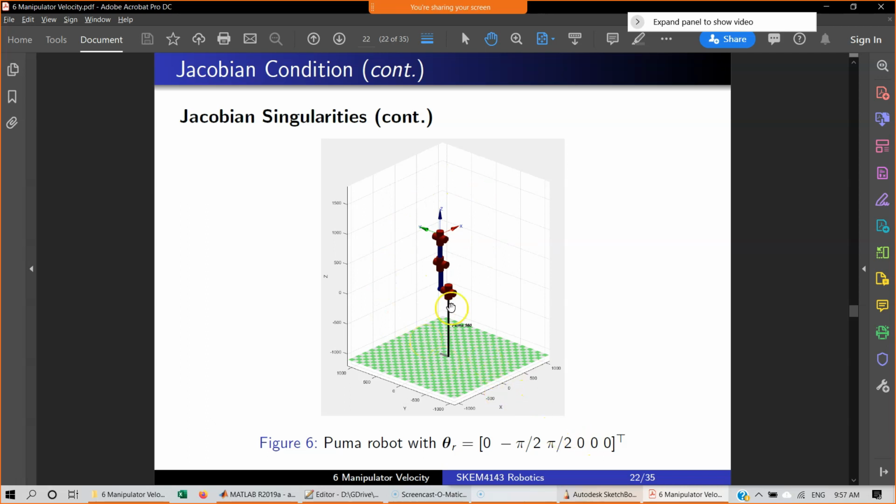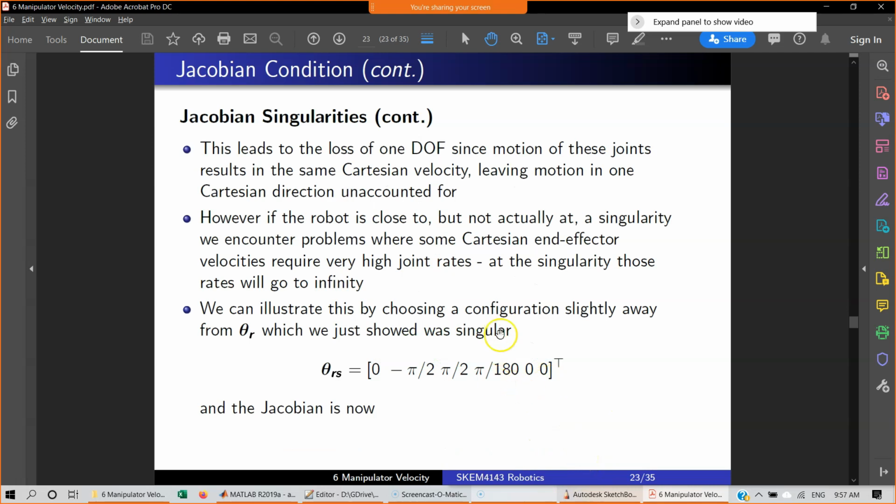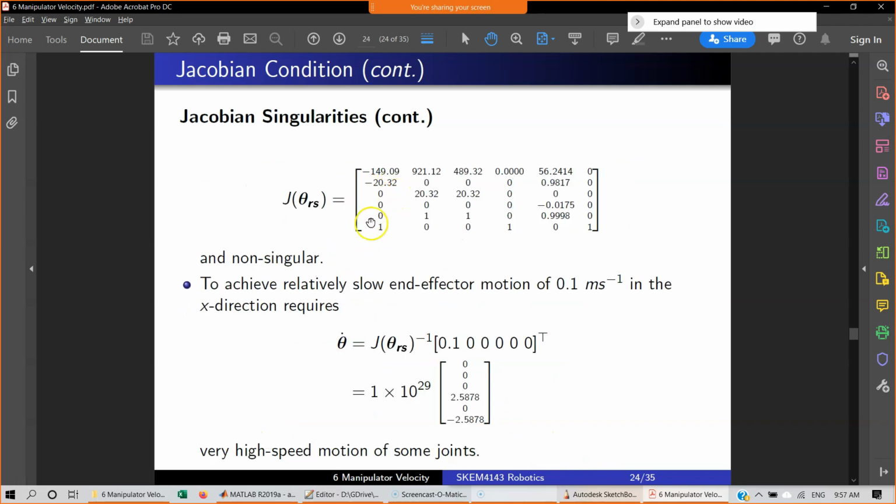So if I move slightly away from this configuration, if I add 1 degree here, see in the fourth joint, instead of 0, I have 1 degree. The Jacobian now becomes this, and it becomes non-singular. All right. If you try to compute the determinant, it is non-zero.